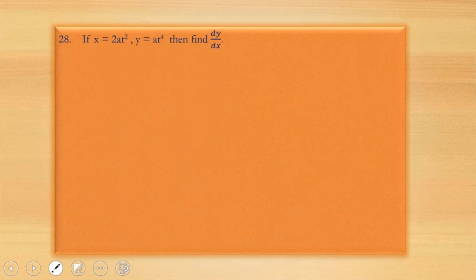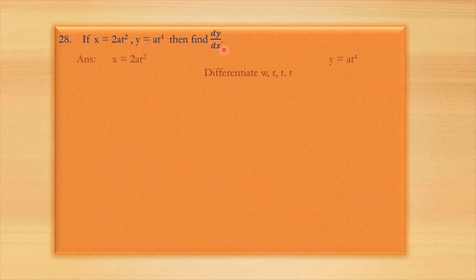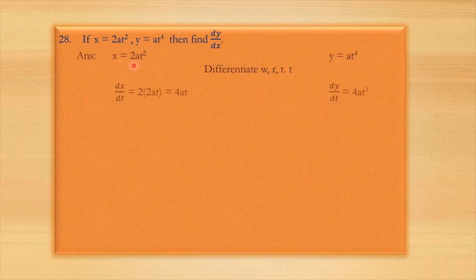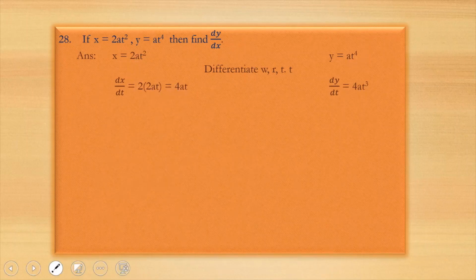Question number 28 is, if x is equal to 2 times a t square and y is equal to a t to the power of 4, then find dy by dx. First let me write the given things: x is equal to 2 a t square and y is equal to a t to the power of 4. Now differentiate both with respect to t. Here I will get 2 times 2at, which is nothing but 4at, and this is 4 times a t cube, that is 4a t cube.